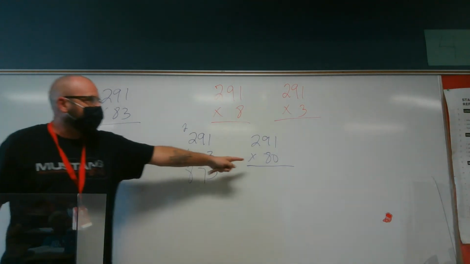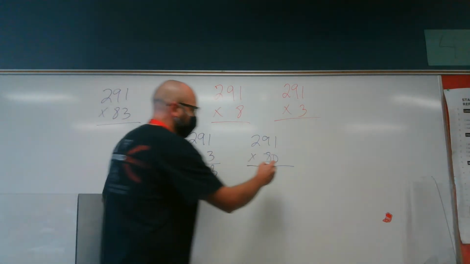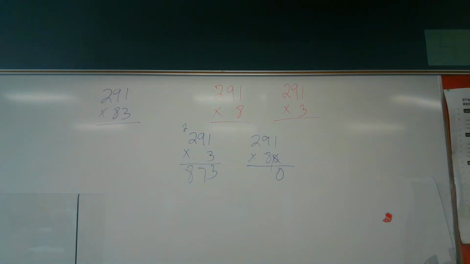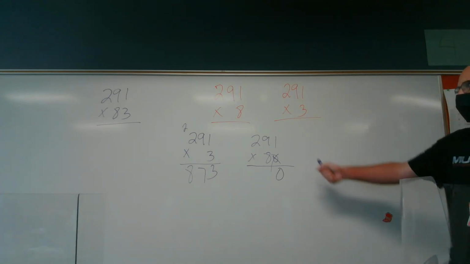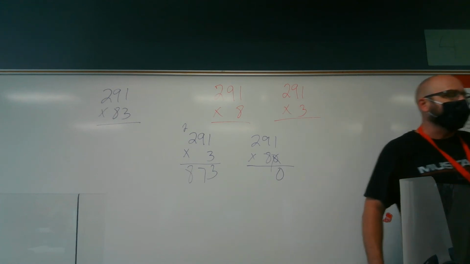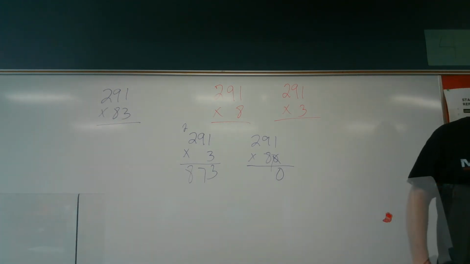Now we're starting in the tens place. I have a 0 in my ones place, so I can just bring that down. Now I have to be able to multiply by 8. So I have to know how to find 8 times 1, 8 times 9, and 8 times 2. If I don't have it memorized, all I got to do is look at my multiplication chart. I do not want you to multiply or add 291 together 83 times. That would make me insane.